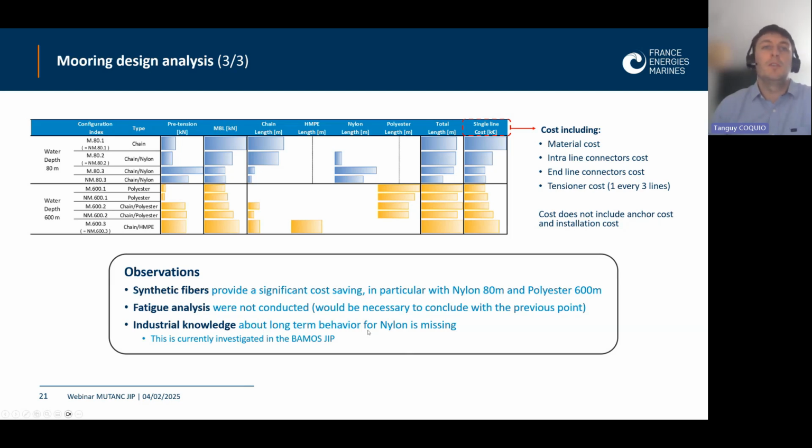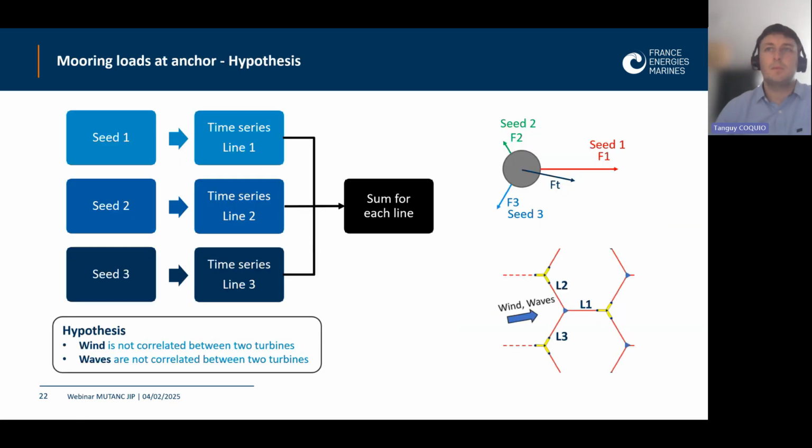Also, we lack industrial knowledge on the long-term behavior of nylon. This is currently being investigated in several research projects, and in particular in a GIP called BAMOS at France Energy Marine. So this is something that is being looked at, but you have to keep that in mind when you look at this type of figures.